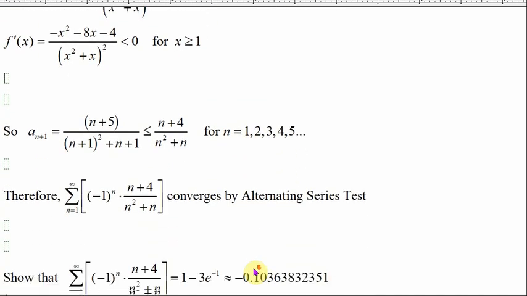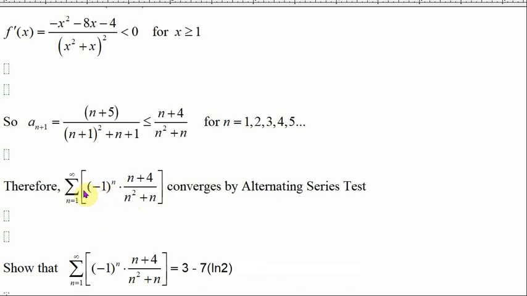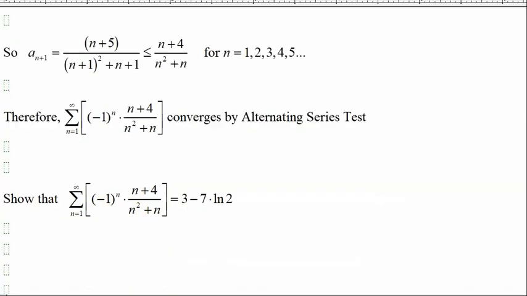And so we have just shown that the series with the expression negative 1 to the n times (n plus 4) over (n squared plus n) converges by the alternating series test. Now let's show that the series converges to 3 minus 7 times natural log of 2.